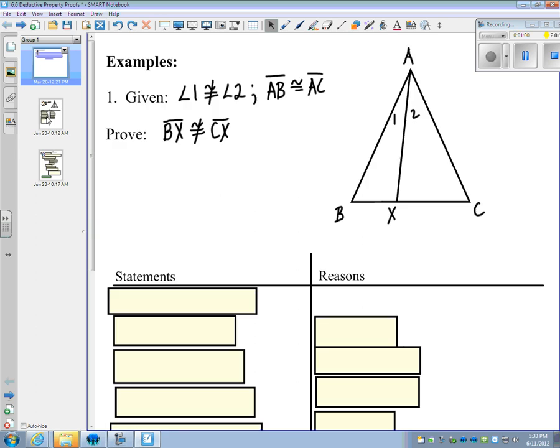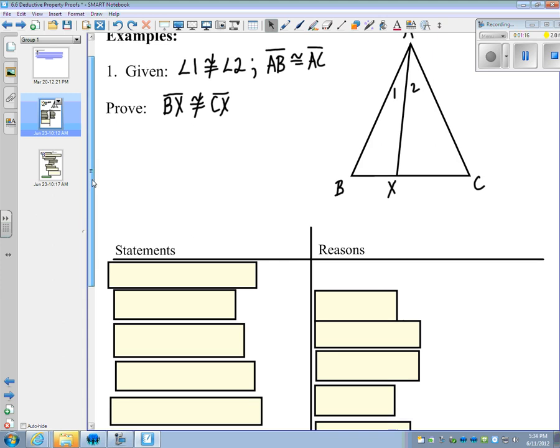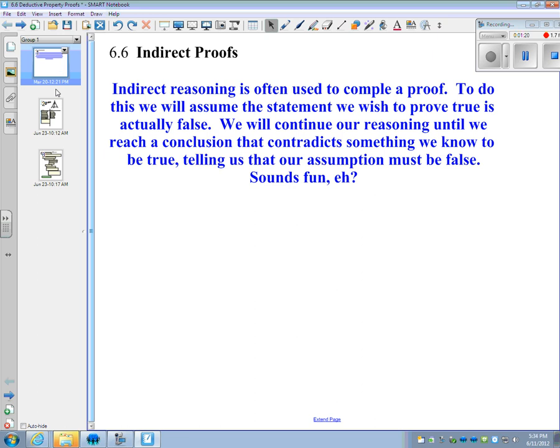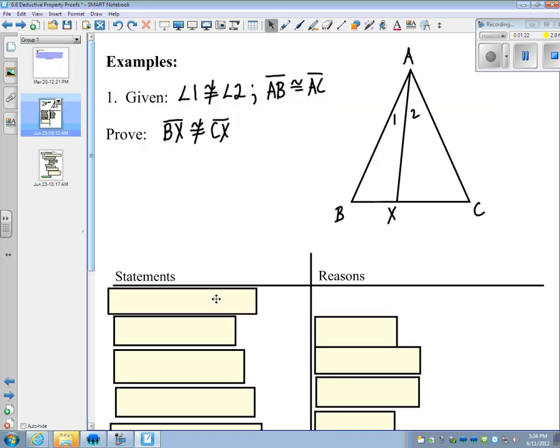Yes, it does. Okay. So for example, given this triangle, I say that angle 1 does not equal angle 2. And I say that AB, this length, is equal to AC. I need to prove that BX does not equal CX. And I'm going to prove it by indirect reasoning. So first of all, I'm going to assume the opposite. I'm going to assume they are equal.